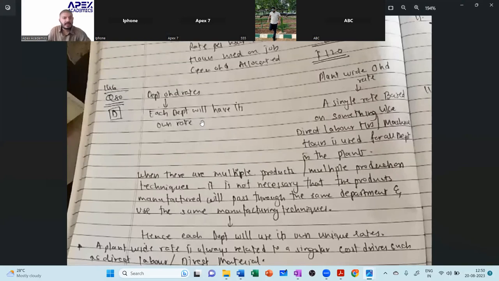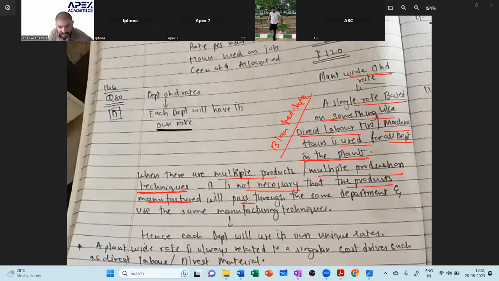Departmental overheads. Each department will have its own rate on its own certain basis. What is a plant-wide overhead rate? A single rate based on something like direct labor hours or machine hours is used for all departments in the plant. It's a blanket rate. Where there are multiple products or multiple production techniques, it is not necessary that the products manufactured will pass through the same department and use the same manufacturing technique.